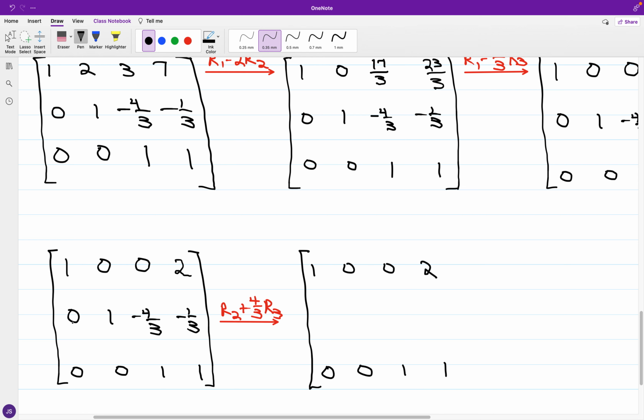So you have 0 plus 4/3 of 0 is 0. 1 plus 4/3 of 0 is still 1. Negative 4/3 plus 4/3 of 1, we're going to have additive inverses, so negative 4/3 plus 4/3 is 0. And negative 1/3 plus 4/3 of 1 will be negative 1/3 plus 4/3, which will be 3/3, and so this is going to go to 1.